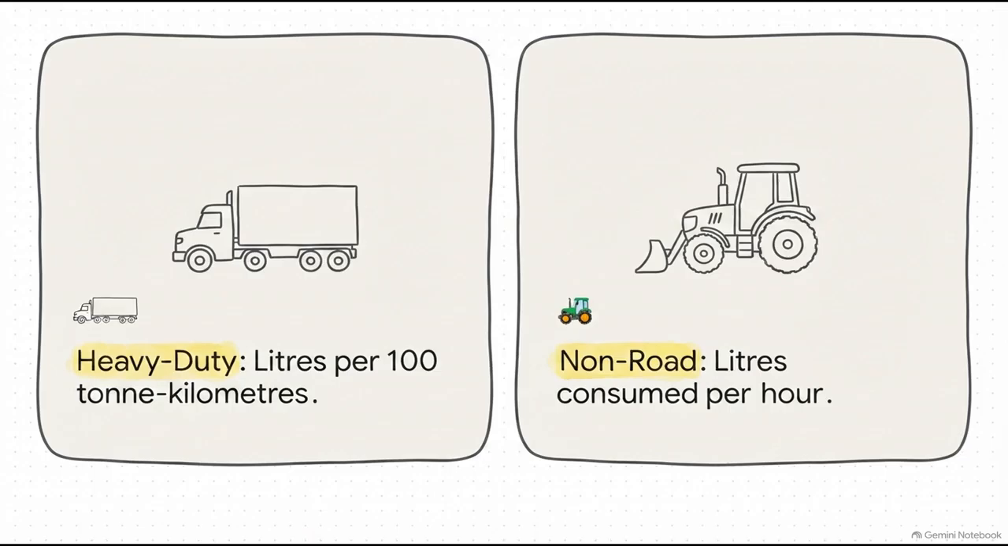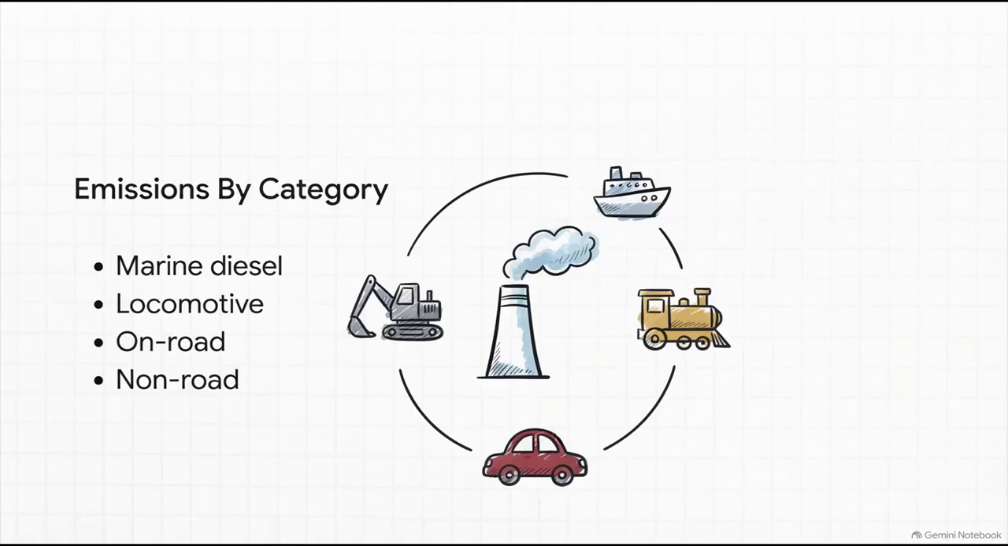For instance, for medium and heavy-duty commercial vehicles moving freight, the standard measures efficiency in liters per 100 ton-kilometers. But what if we're evaluating an excavator or a farm tractor? They don't primarily travel distances, they sit there and perform stationary, heavy work. So for non-road equipment, it's measured in liters of fuel consumed per hour of operation. Makes sense, right?